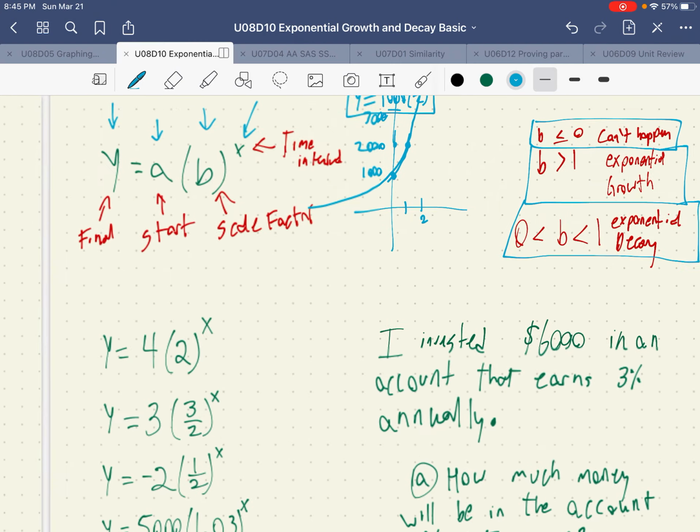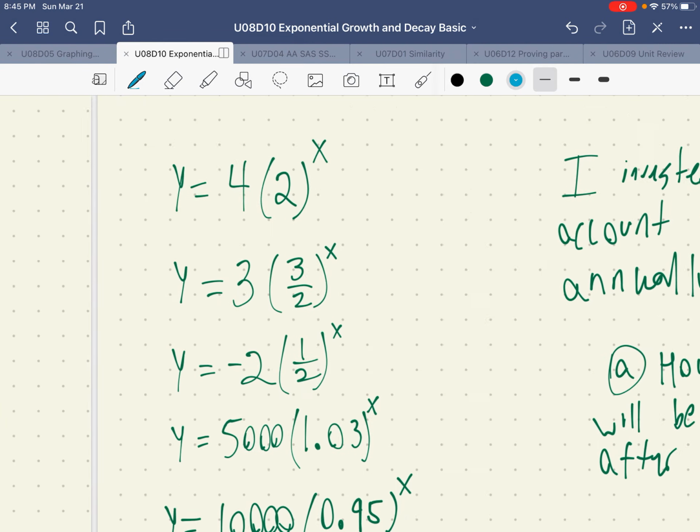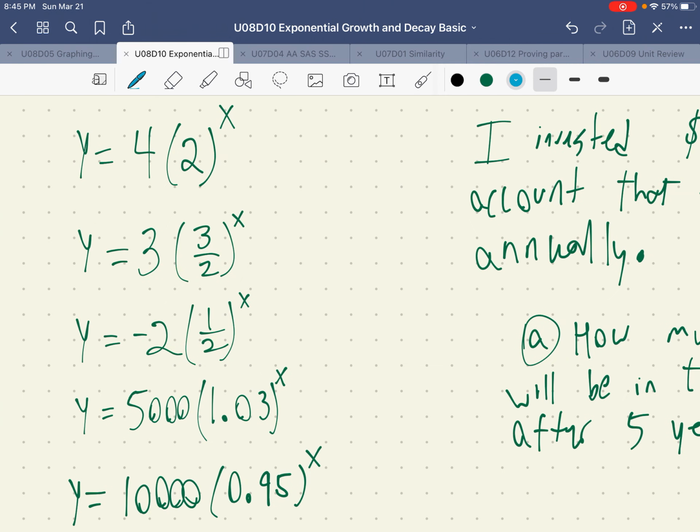So let's take a look at a few examples over here. I have a few example exponential functions. This one has a b value of 2. Is 2 going to be an example of growth or decay? Well, it's an example of growth because 2 is bigger than 1. Will the second example be an example of growth or decay? It is an example of growth because 3/2 is bigger than 1.